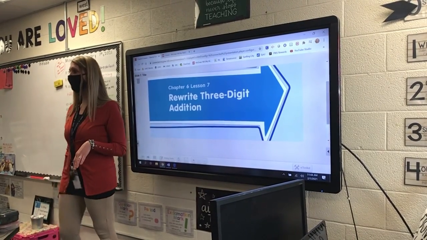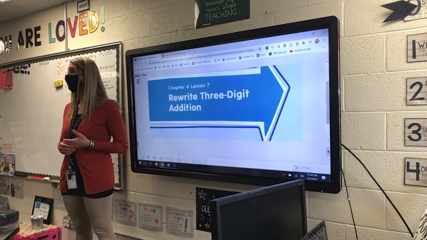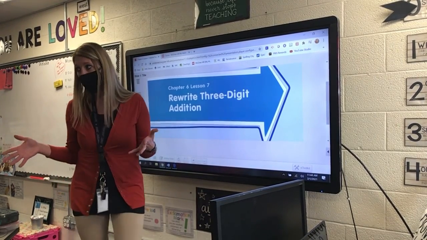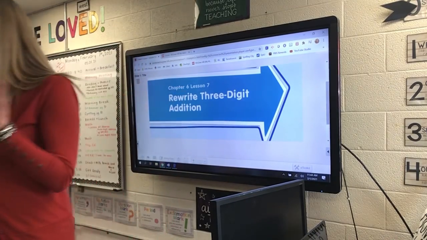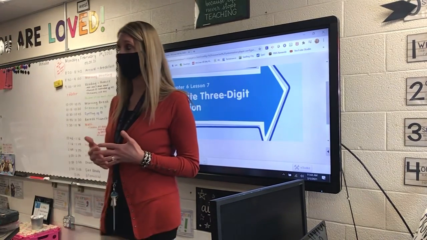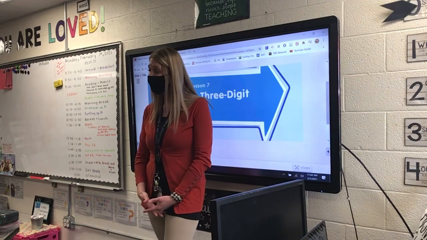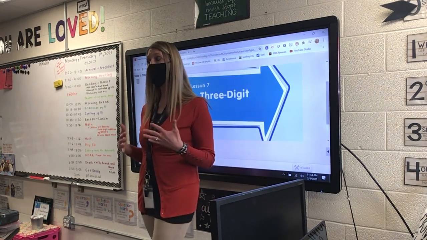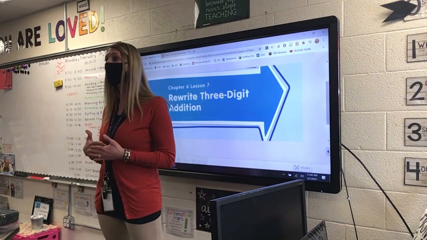Today we're on chapter 6, lesson number 7, which is learning how to rewrite three-digit addition. In this chapter, we've been learning how to add three-digit numbers. Today is going to kind of be the tricky part because we're going to have to learn how to write it. And some of you I know are writing it wrong, so we need to really focus on doing it correctly.